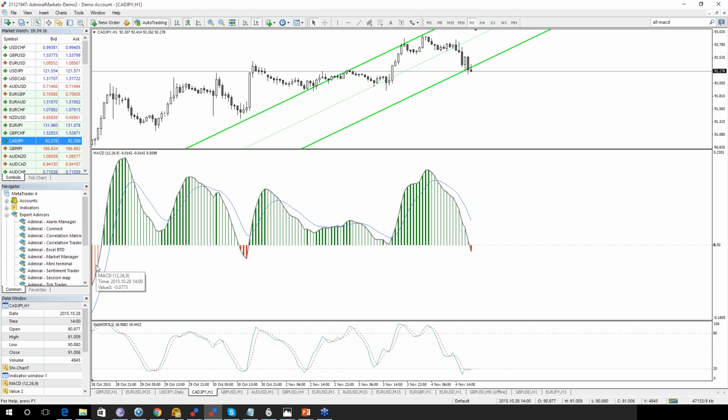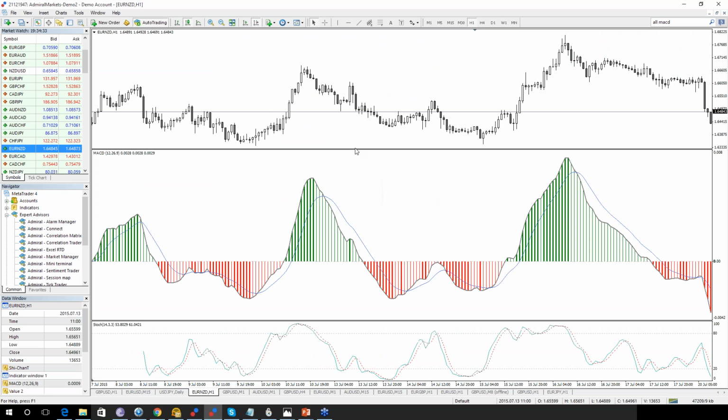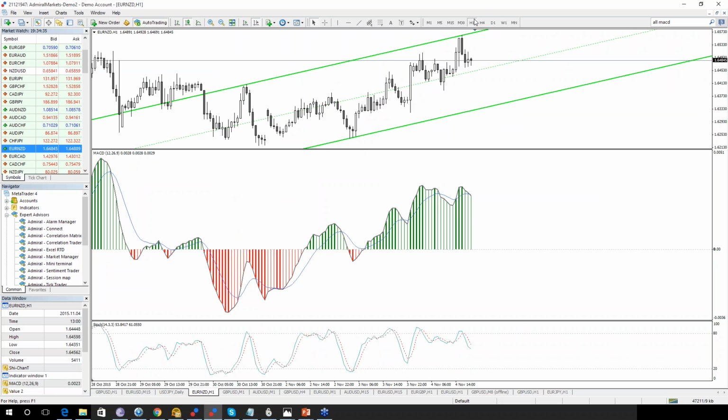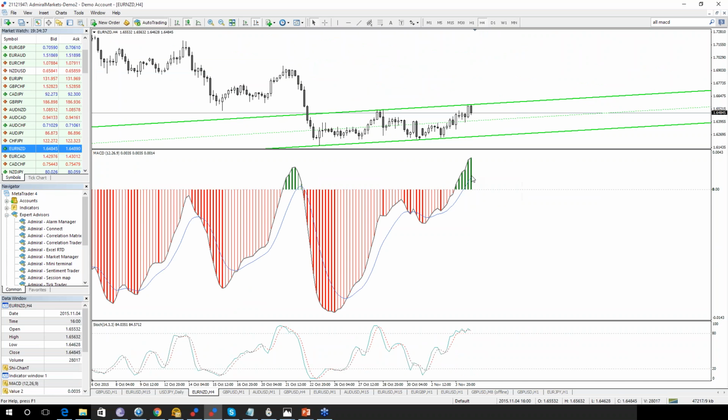Okay, let's use one more example so you can ask me later if something is not clear. Okay, we can use one more example. Euro New Zealand, for example. 4 hour tick.